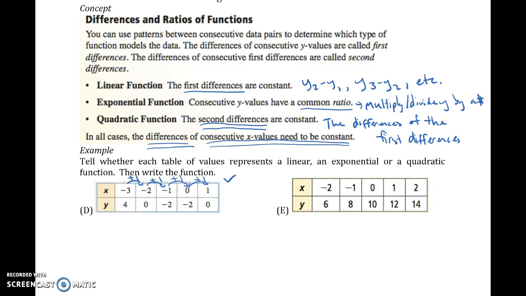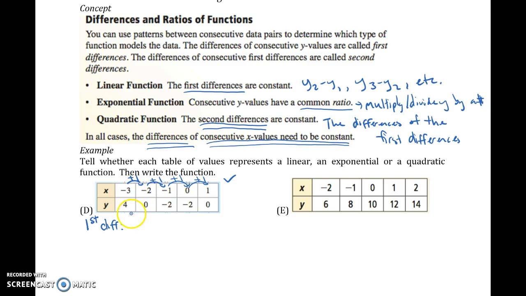So I might look at 4, 0, -2, and 0 and think, well, can I divide by anything to get these numbers? Well, whenever I see a 0, I'm going to think, no, there's no way I can divide 4 by anything to make 0. So I know it's not exponential. Okay? So then what I want to do is I'm going to look at the first differences to see if it's linear.